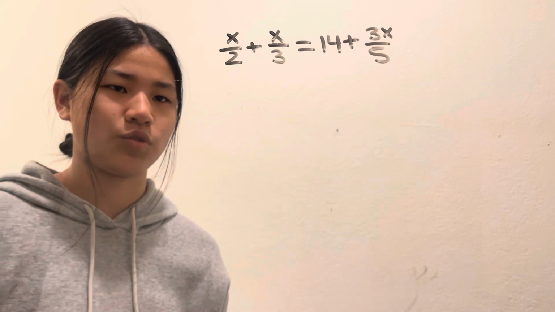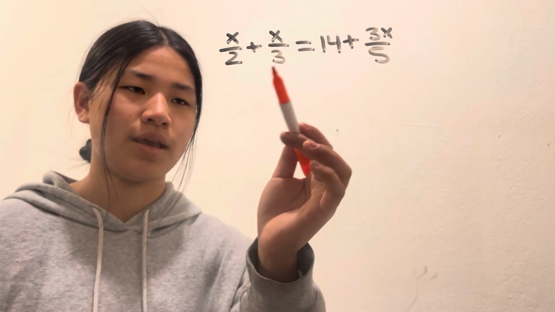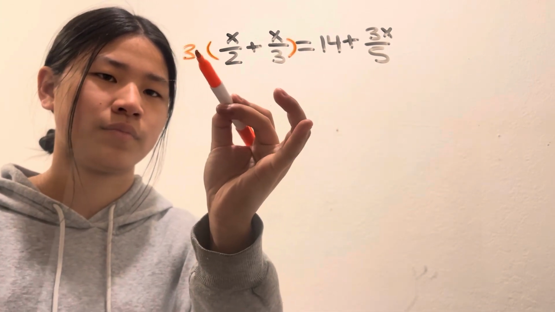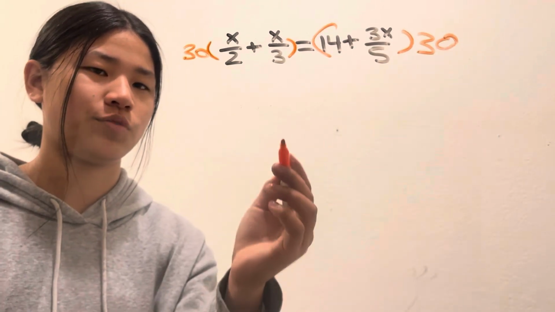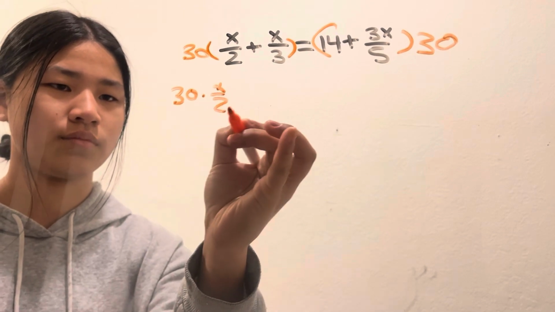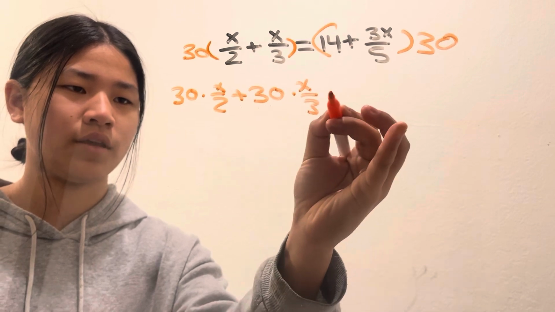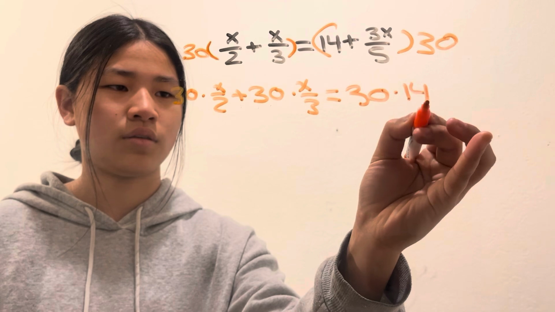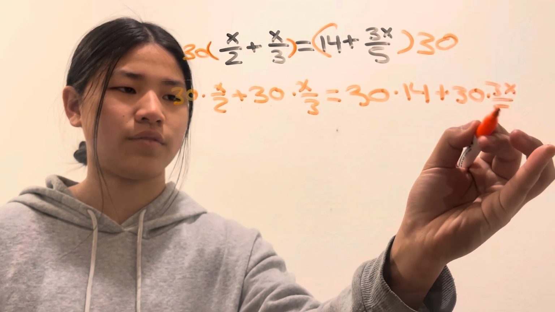Since these are really small numbers, we just multiply them. 2 times 3 times 5. 2 times 3 is 6, and then 6 times 5 is 30. So we can multiply this by 30, and we multiply this side by 30 also. Okay, now we distribute them. 30 times x over 2 plus 30 times x over 3 equals 30 times 14 plus 30 times 3x over 5.